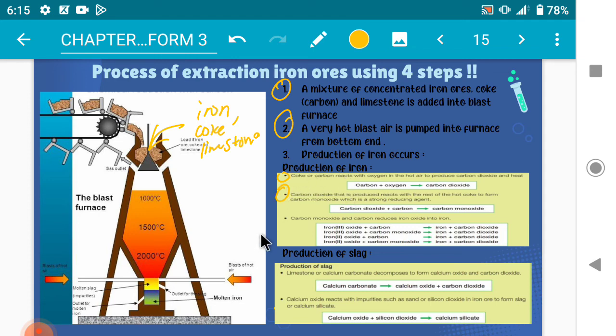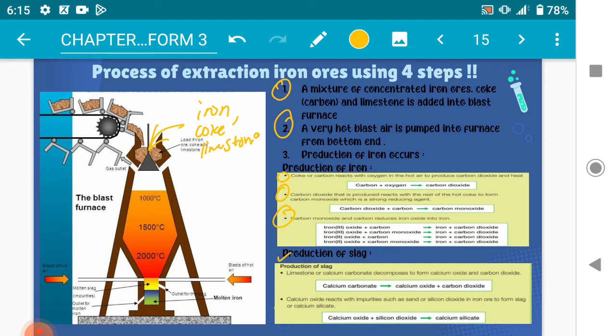And then the second statement is the carbon dioxide produced reacts with the rest of the hot coke to form carbon monoxide, which is a strong reducing agent. And then the third statement is carbon monoxide and carbon reduce iron oxide into iron. Alright. And then the next one is the production of slag. Okay, later I will tell you what is slag.